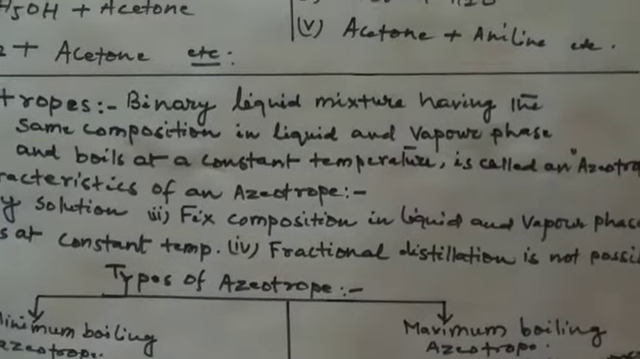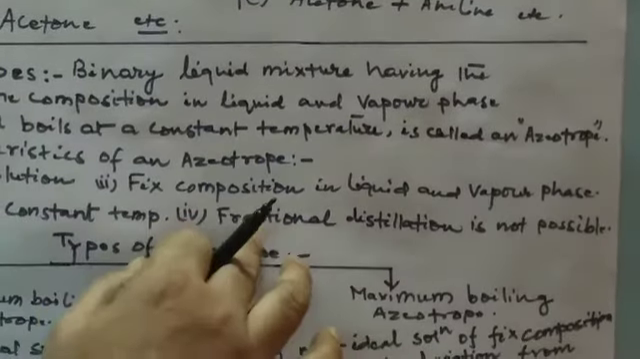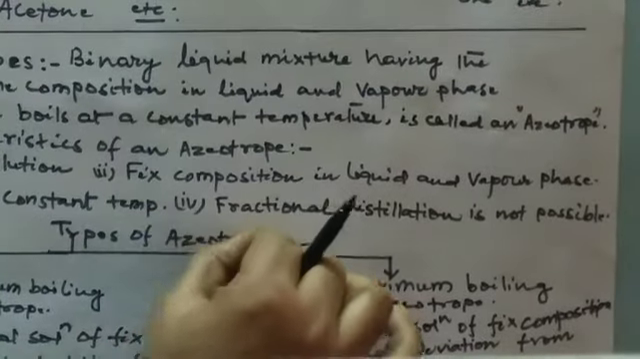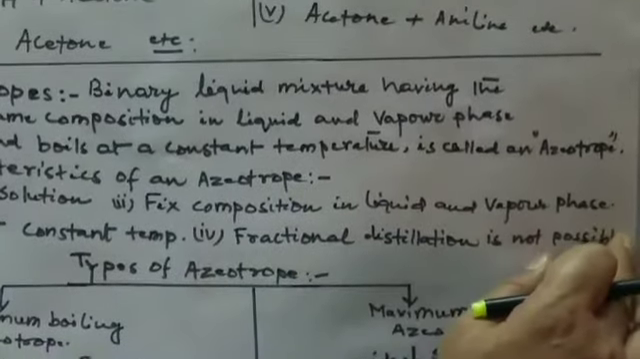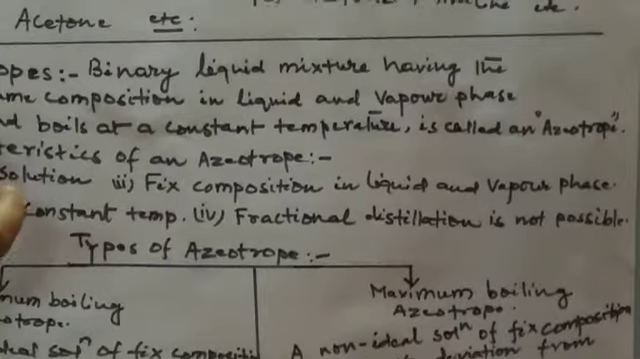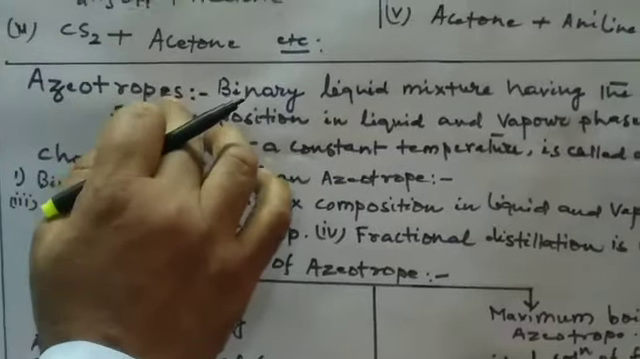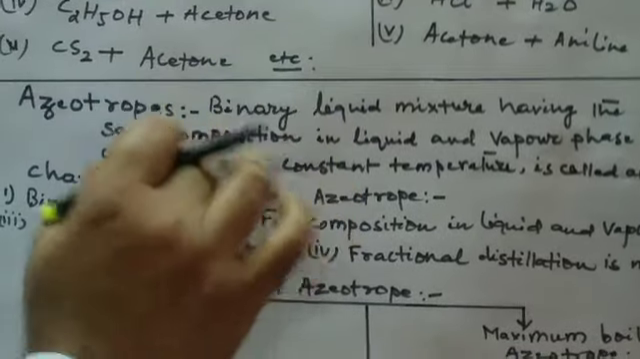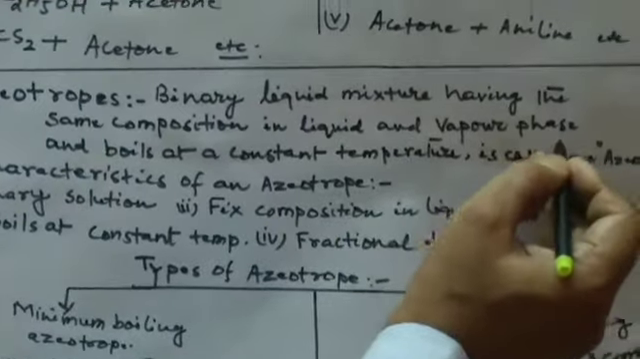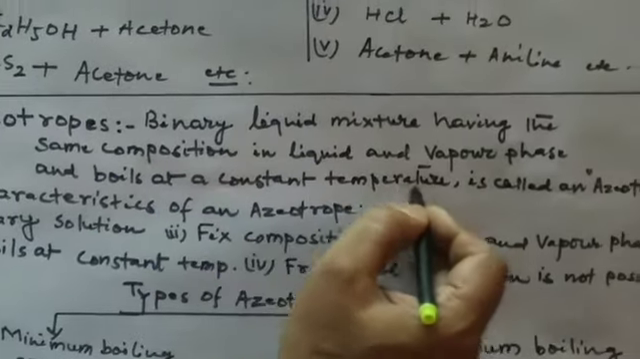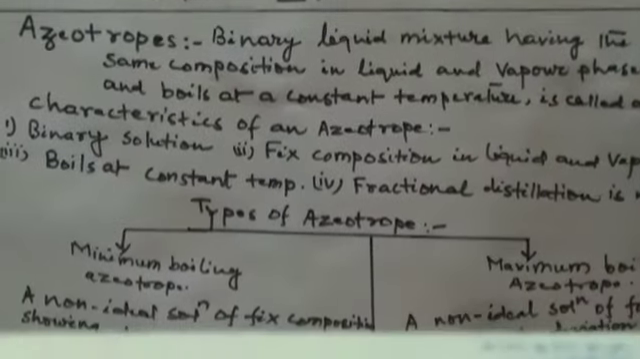And the fourth and foremost important factor is that an azeotrope cannot be separated by fractional distillation. Fractional distillation is not possible. If these four criteria are fulfilled by a binary solution, then such a solution is said to be an azeotrope or constant boiling liquid mixture. A binary mixture having the same composition in liquid and vapor phase and which boils at a constant temperature is called an azeotropic mixture.